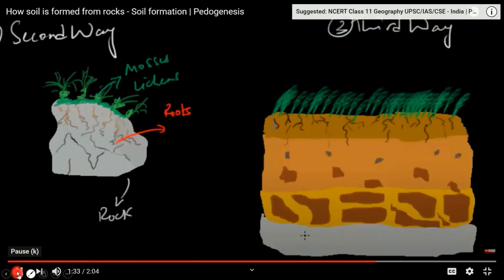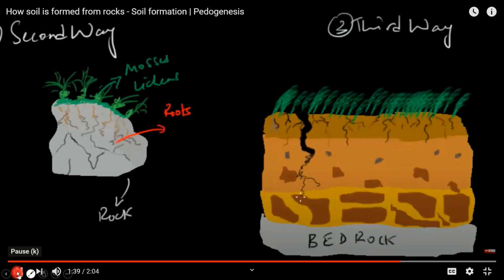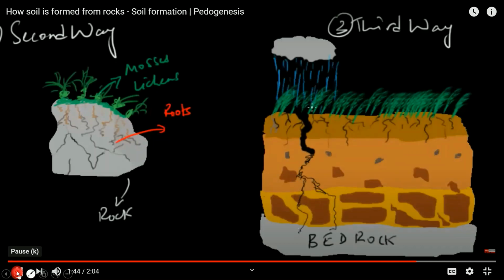If you dig into the soil deep, at some point you will reach the bedrock. Now what animals do is they create holes in the soil by digging. That allows water to reach down to the bedrock. And the same thing happens again. Water splits the rock. This is how rocks break down and soils are formed.